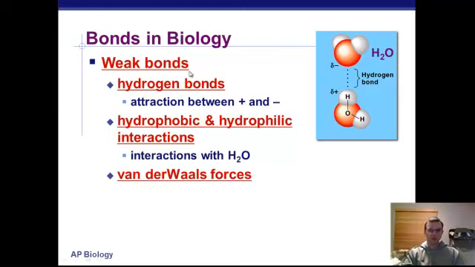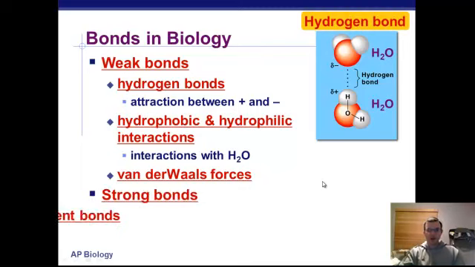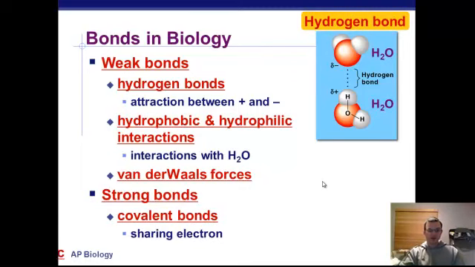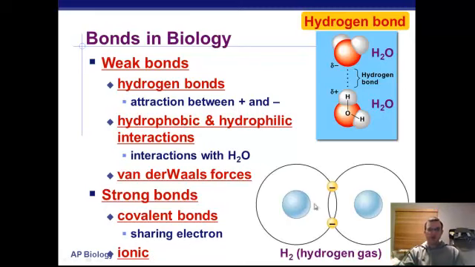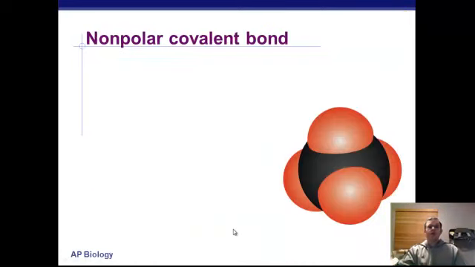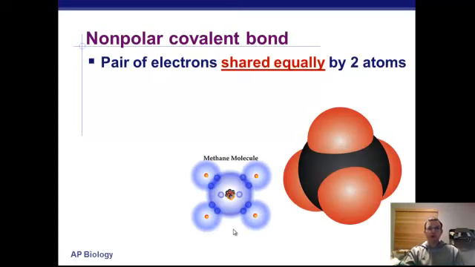A lot of chemists will say don't call these weak bonds, call them interactions instead. And then your stronger bonds are your covalent bonds and your ionic bonds. Covalent bonds are a result of electrons being shared, whereas ionic bonds are a result of electrons being transferred between differently charged particles. We can see a covalent bond forming here between two hydrogens. When we talk covalent bonds, we can also break them into two classifications. They can be nonpolar or they can be polar.